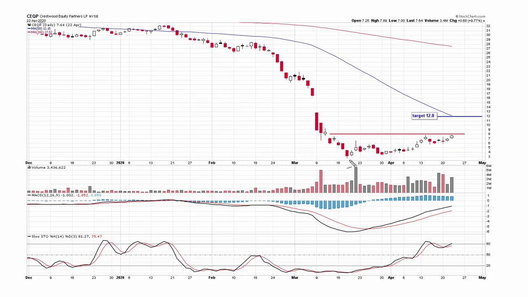CEQP obviously lost a bunch, formed a nice base. Frame of reference here is we have a resistance line at 8, target up at 12. Again, not going to talk about how I set targets. I'll do that at a later date. But this was the chart that I posted for Leavitt Brothers subscribers.